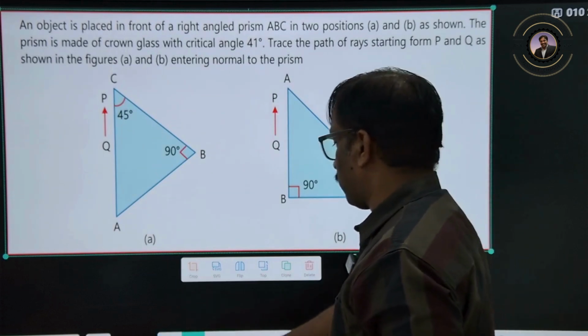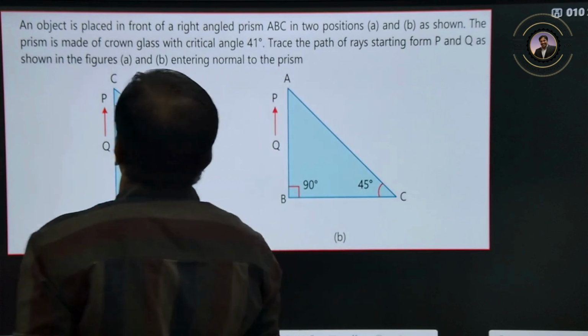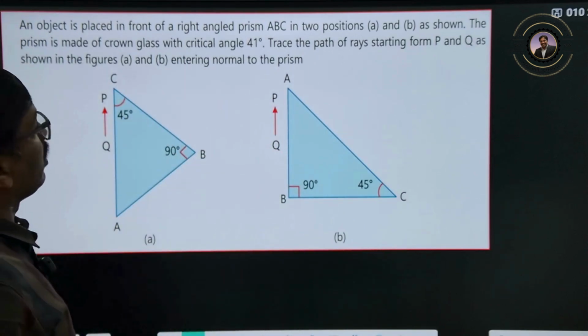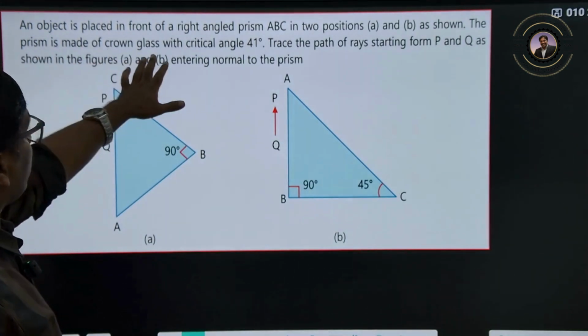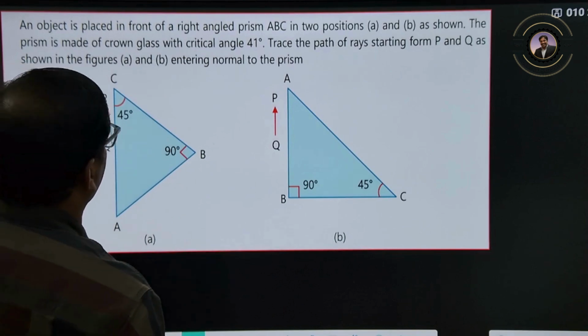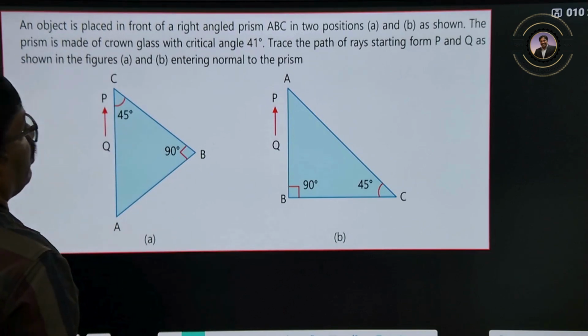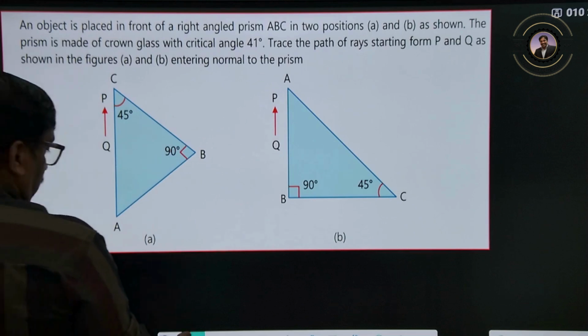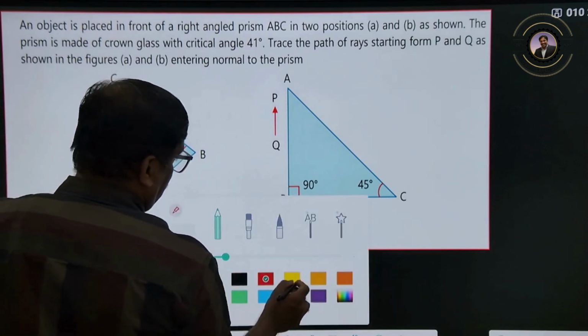Here there is an object in front of a right angled prism, therefore two positions are there. The prism is made up of crown glass with a critical angle of 41 degrees. Trace the path of the rays from PQ as shown in this one. So we have to draw the path of the rays.